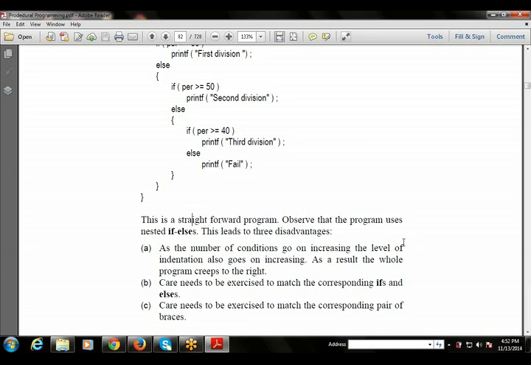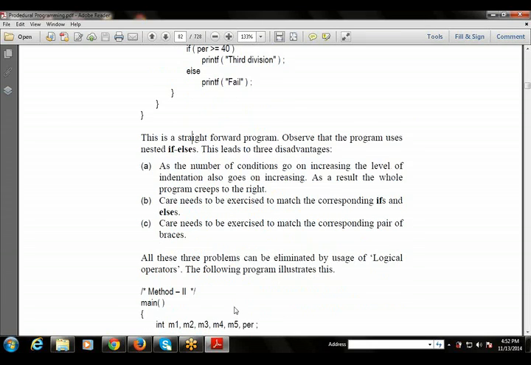Next, care needs to be exercised to match the corresponding ifs and the elses. That is, care must be exercised to match the corresponding if condition and the else condition. This is also a disadvantage, that we have to check each and every curly brace. Then care must be exercised to match the corresponding pair of braces. All these three problems can be eliminated by the use of logical operators.